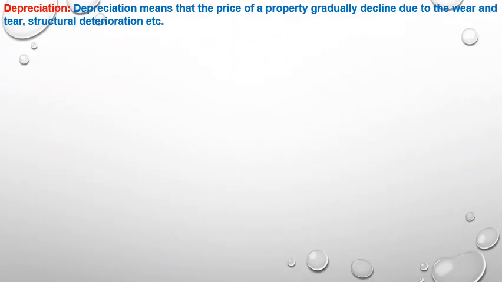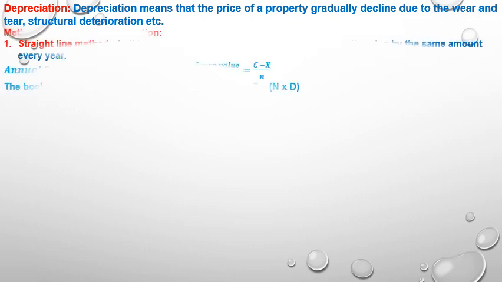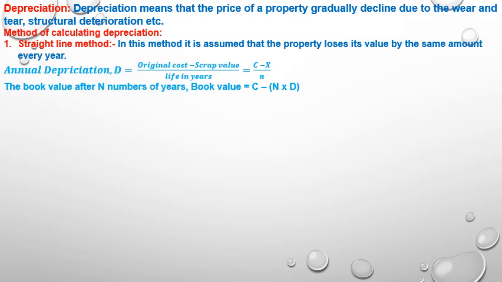One of the most important terms is depreciation. Depreciation means that the price of a property gradually declines due to wear and tear or structural deterioration, etc. There are some methods for calculating depreciation.